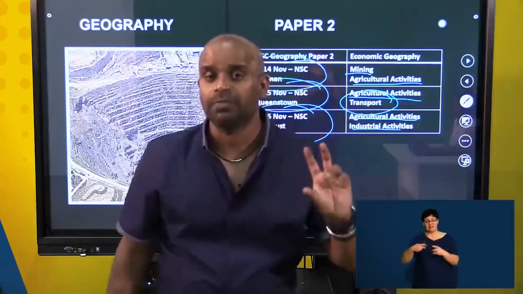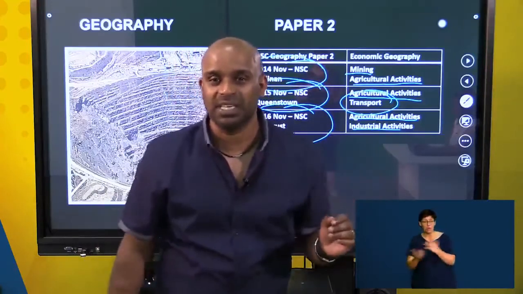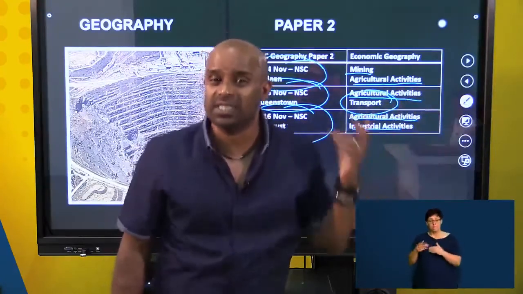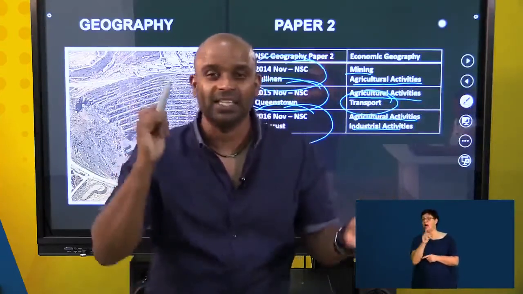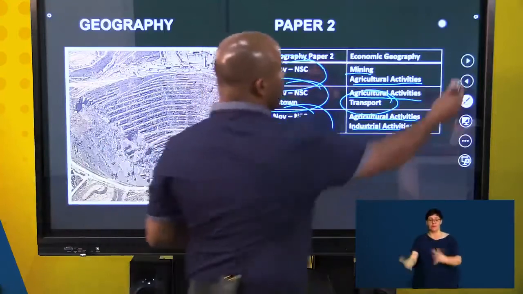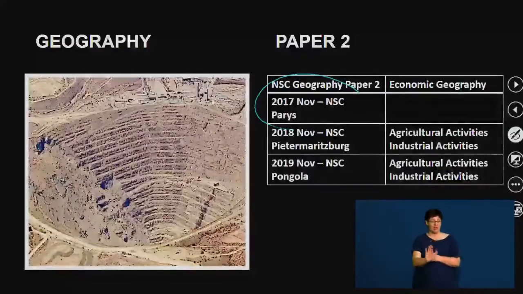Now, note the following. Secondary activities always occur closer to the CBD, generally in a light industrial form. When it's a heavy industry, it's located further on the outskirts of the CBD. So key in this aspect is your ability to locate, identify, and then explain for your response. Moving on, we've got more economic geography. In the 2017, there was no economic geography. So you got away on that one.